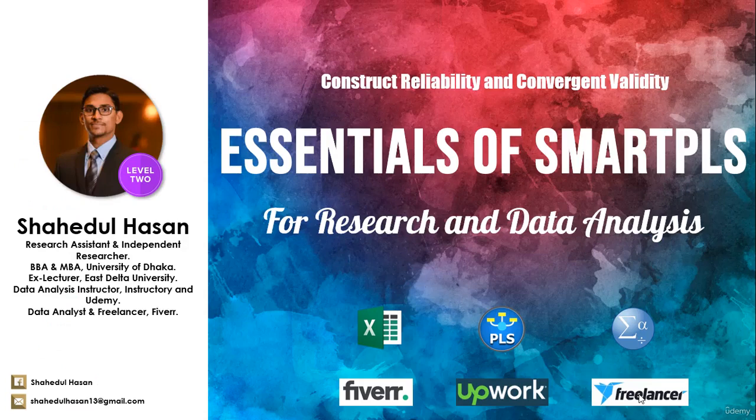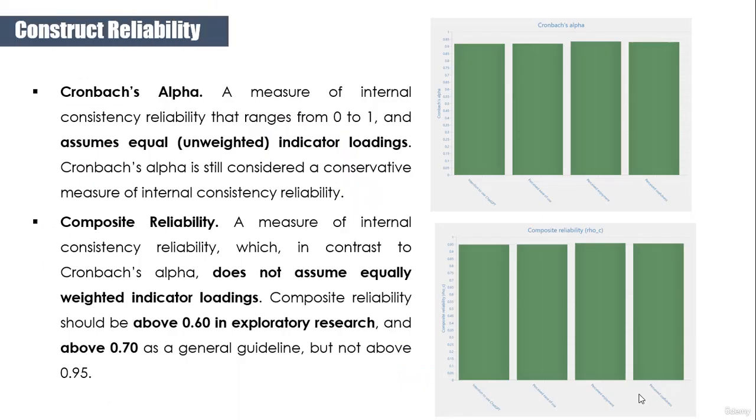Hello everyone, now I will show you construct reliability and convergent validity using SmartPLS. So let us see in detail what is called construct reliability. As we already have seen, construct reliability measures the consistency of a particular construct or scale items. By using Cronbach alpha value and composite reliability, you can determine whether reliability is there or not.